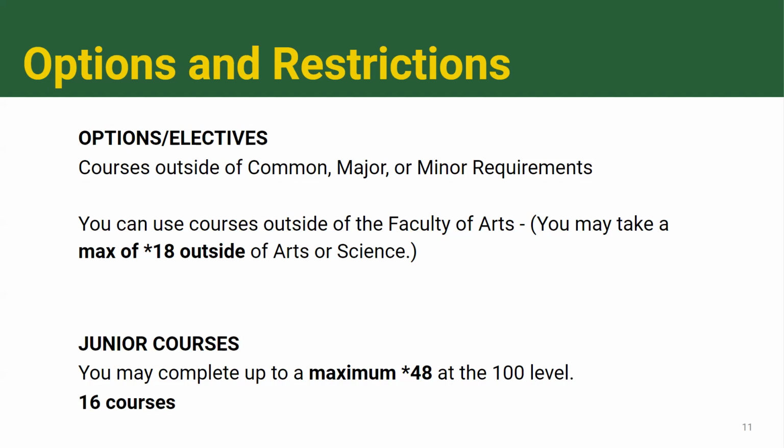For junior courses, you may complete up to a maximum of 48 credits at the 100 level, which would be 16 courses. So that means only 16 junior level courses can work towards your options and electives and so on, as well as only 16 courses at the junior level can count towards your degree.